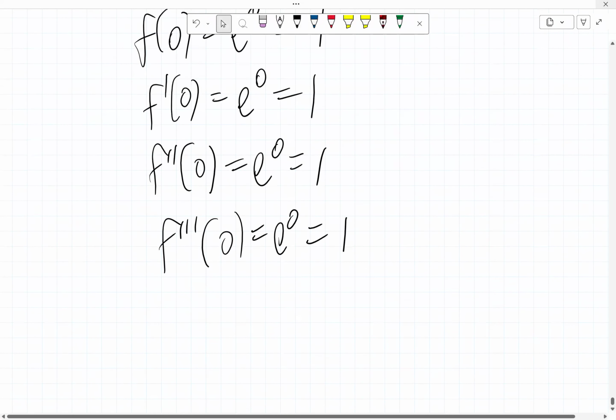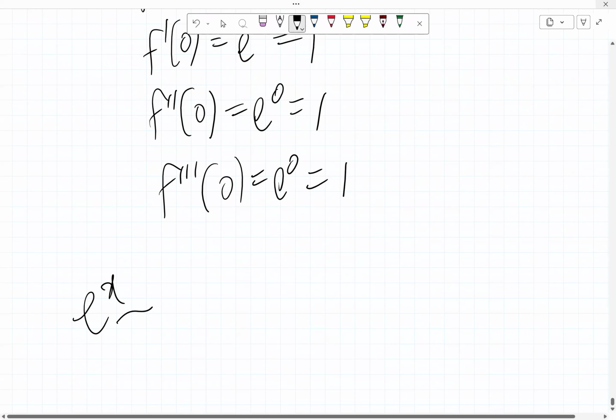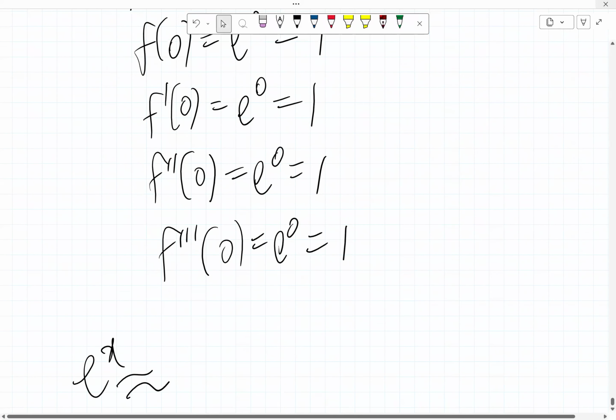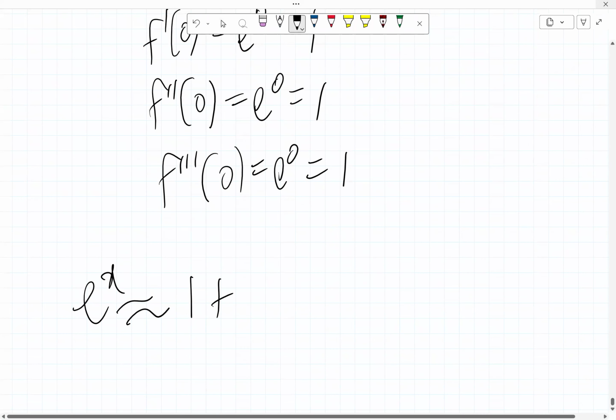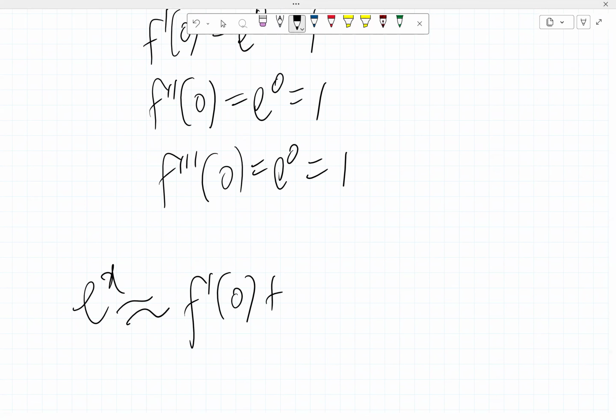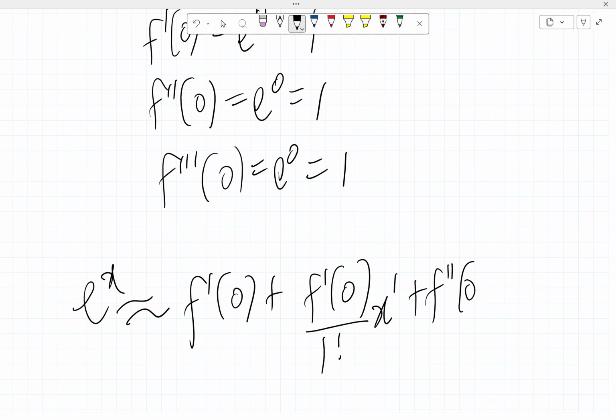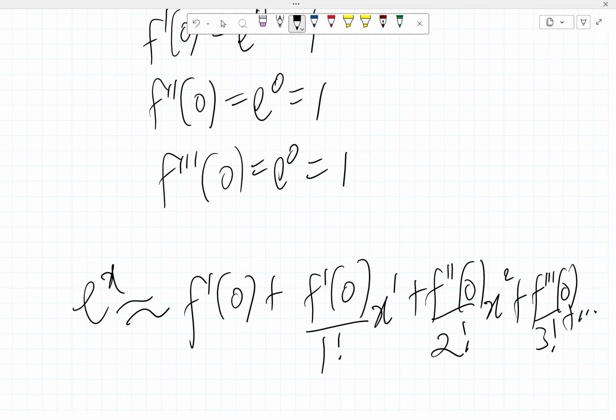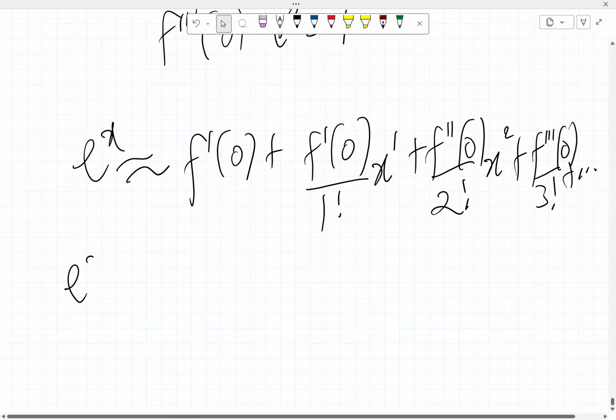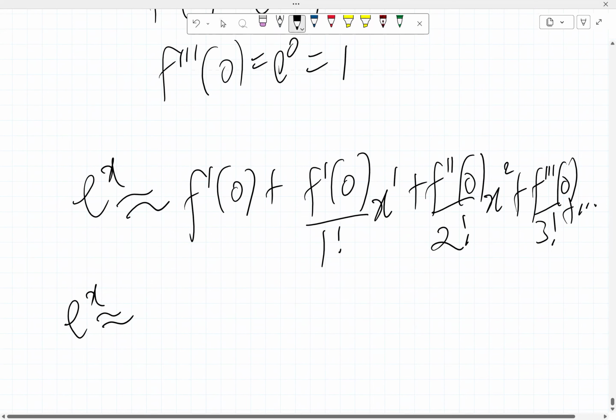So at the end of the day, what you have is that e raised power x can then be approximated to be f of 0, that is 1. Okay, let me write it out. So you have f of 0 plus f prime of 0 over 1 factorial x raised power 1 plus f double prime of 0 over 2 factorial x raised power 2 plus f triple prime of 0 over 3 factorial plus all of that.